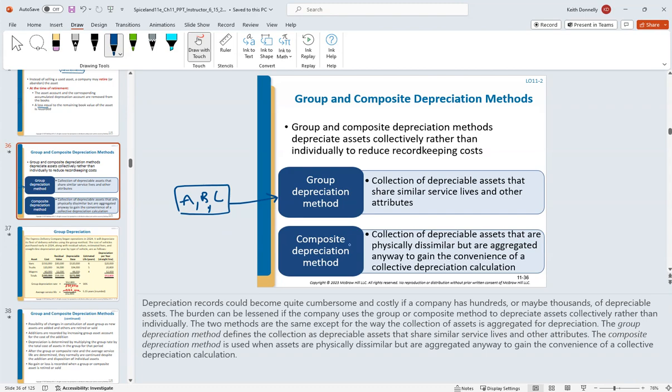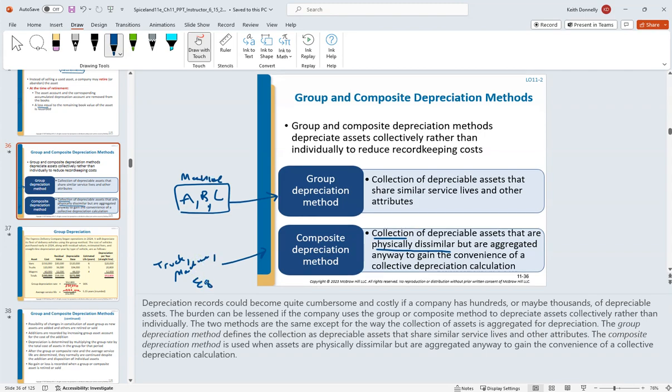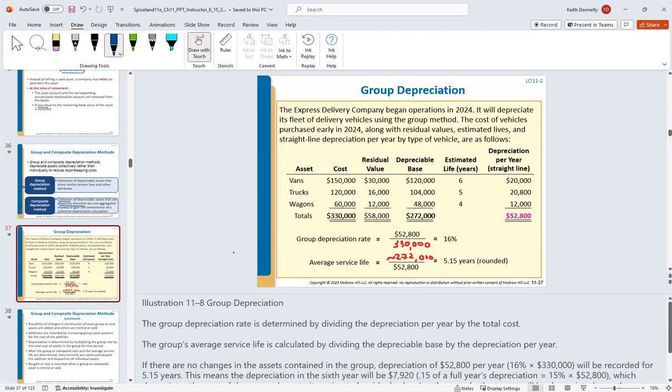Composite depreciation is similar. It's still a collection of depreciable assets. The difference here is they're going to be physically dissimilar. So this might be like machine A, B, and C, whereas this might be like we have a truck, we have a machine, and we have some other piece of equipment, right? They're physically dissimilar to each other. Again, we're doing a lot of this just for convenience. It makes it easier than individually depreciating each one, right?